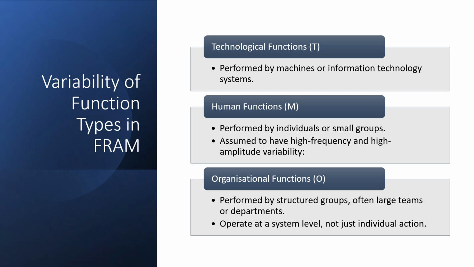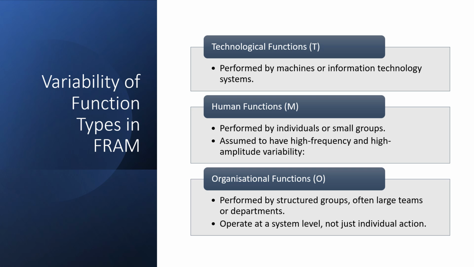Fair enough. Human functions. These are performed by individuals or small groups. They're assumed to have high frequency and high amplitude variability. What do we mean by high frequency? Well, people adjust rapidly, often in real time. High amplitude. Performance can vary significantly, both good and bad. And variability influenced by context, stress, experience, communication, etc.